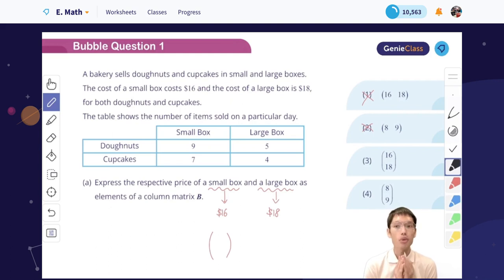Now if we then follow up nicely, small box, large box, how will I write it as a column? Some of you have written 4, but it's not really 4 because take note, I'm looking at the price. 8 and 9, are they the prices of the matrix here? No, so therefore we actually don't simplify. We write the prices as it is. And henceforth it's going to be just 16 and 18, henceforth number 3.